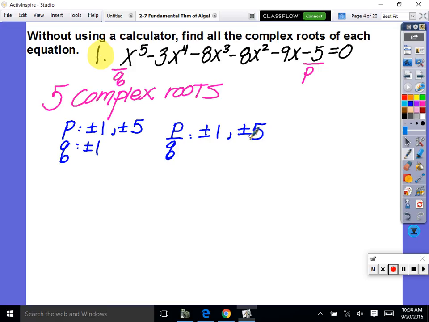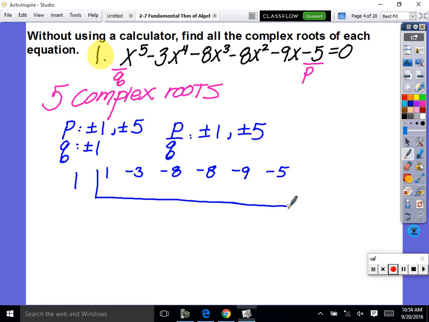Okay, so I'm going to plug in positive 1 and put in my synthetic division. Now you've got to check, because remember with synthetic division, if you're missing a variable, you've got to put in a 0. We're not missing one in this problem. So we put our coefficients, 1, -3, -8, -8, -9, and -5. We're going to test to see if this is a root by looking at the remainder.